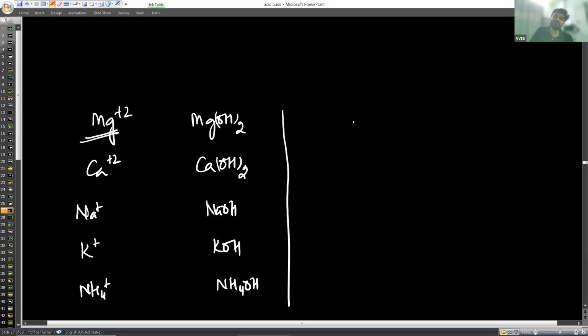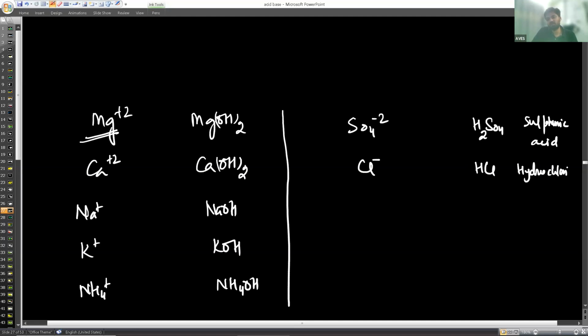Similarly, a sulfate ion comes from H2SO4, sulfuric acid. A chloride ion comes from HCl, hydrochloric acid. A nitrate ion, NO3, comes from HNO3, nitric acid. And these are all strong acids.